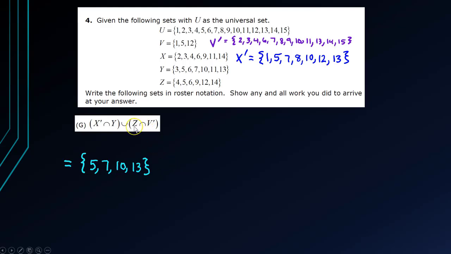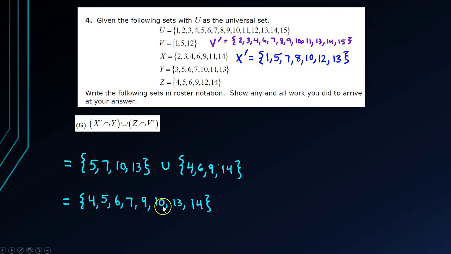I'm going to do a union with the elements that are in Z and those not in V. So again, when I look at these two sets, Z and not V, 4 is in both, 6 is in both, 9 is in both, and 14 is in both. So 4, 6, 9, and 14. And I'm going to do a union between these two, which means that they don't have anything in common, but a union means if it belongs to one, it's going to belong to the union. So 4, 5, 6, 7, 9, 10, 13, and 14 would be the union of those two, and that's what this set G would be.